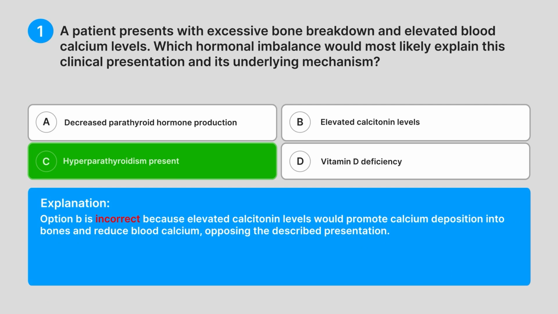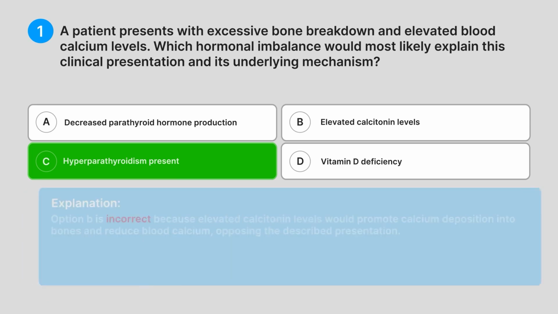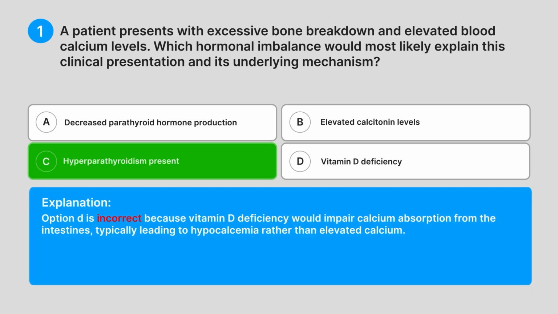Option B is incorrect because elevated calcitonin levels would promote calcium deposition into bones and reduce blood calcium, opposing the described presentation. Option D is incorrect because vitamin D deficiency would impair calcium absorption from the intestines, typically leading to hypocalcemia rather than elevated calcium.